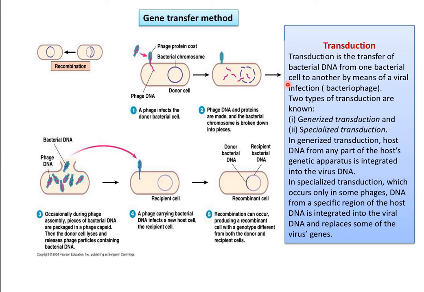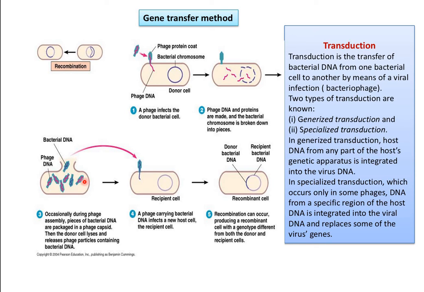In generalized transduction, host DNA is taken from any part of the host genetic apparatus and integrated into the virus DNA. In specialized transduction, which occurs only in some phages, DNA from a specific region of the host is integrated into the viral DNA, replacing some of the virus DNA. So in generalized transduction, DNA can be taken from any part of the host cell, but in specialized transduction, DNA is taken from a specific region.